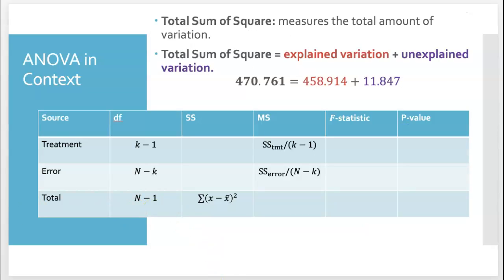But here in this example, degrees of freedom of treatment is just your number of treatments minus 1. Degrees of freedom of the error is your total sample size minus your number of treatments, and your total degrees of freedom is your sample size minus 1. This looks kind of familiar, right? This is just your total sum of squares.